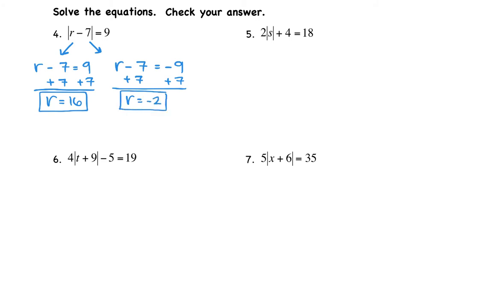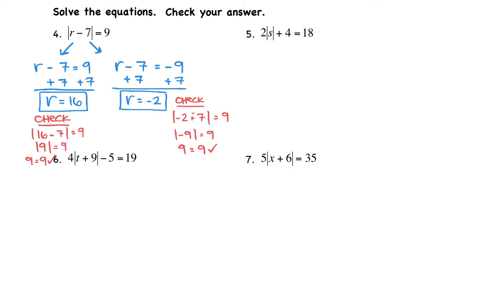All right, now I'm ready to check. So here I have that the absolute value of 16 minus 7 is 9. Well, 16 minus 7 is 9, and the absolute value of 9 is 9. So that worked. Over here on the other side, I'm going to plug in negative 2. So I have negative 2 minus 7, which it might be helpful for you to keep change. So I get the absolute value of negative 9. But the absolute value of negative 9 is also 9. So that one worked as well.